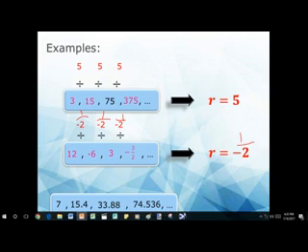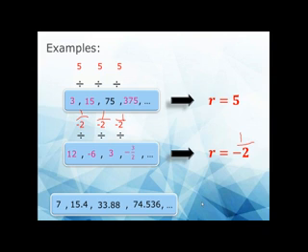And in our last example, we have 15.4 divided by 7 is equal to 2.2. And checking it with the rest of the consecutive pairs or terms, we also have 2.2. Therefore, this sequence is also geometric.